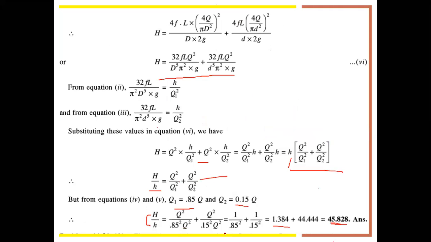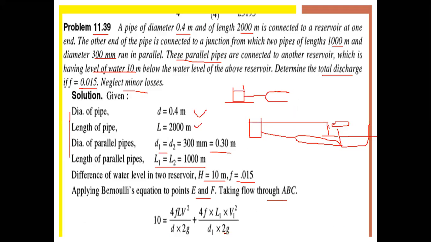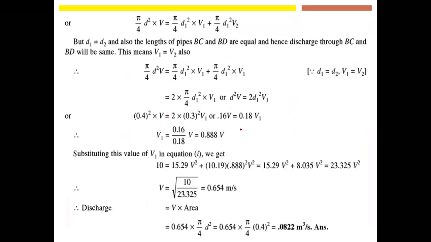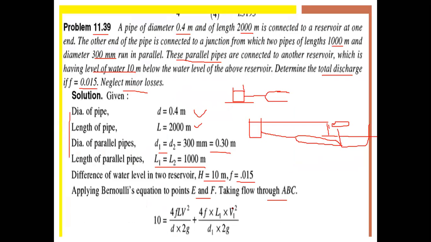So why here? Because this is L, from A to B he has taken this whole as one, and from here to here as one, because their dimensions are the same. If they were different, you would have to take them separately. So here taking the same, therefore for A to B and B to C, A to B length is 2000, B to C length is 1000. Therefore ABC, 10 is equal to 4 into F into L into V square by D into 2G plus 4F into L1 into V1 square by D1 into 2G. Okay na?